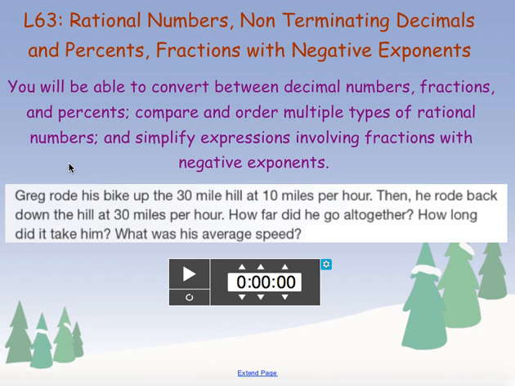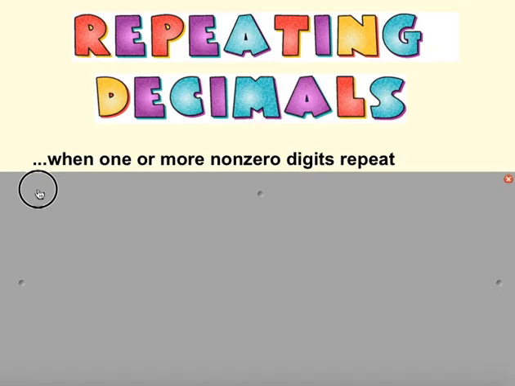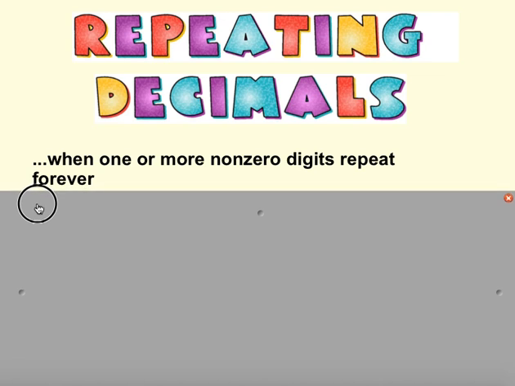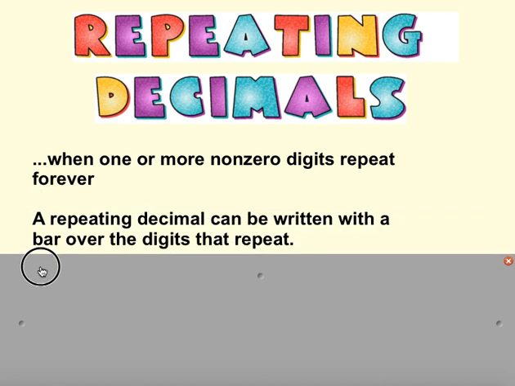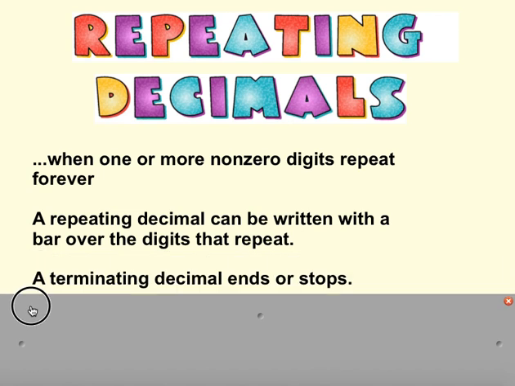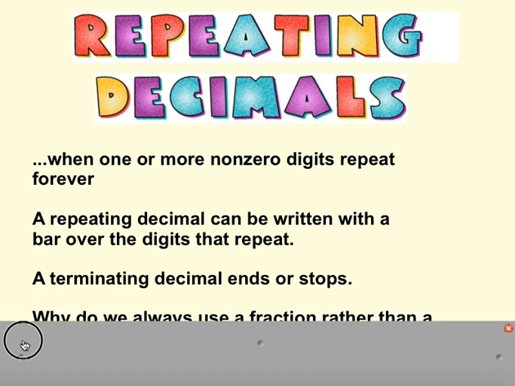Course 3, Lesson 63, we are looking at rational numbers, non-terminating decimals, and percents, and then we're also looking at fractions with negative exponents. So first of all, remember that repeating decimals are when one or more digits repeat forever. A repeating decimal can be written with a bar over those digits that repeat, whereas a terminating decimal actually ends or stops.